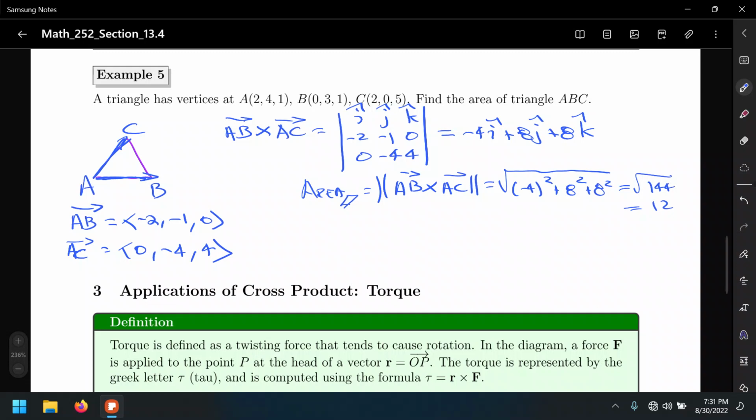Okay, but that's the area of the parallelogram. We want the area of the triangle, which in this case is perfectly half of it. If we trace a diagonal, it's going to give us half of it. So the area of the triangle ABC will be 1/2 of 12, which is 6. All right.